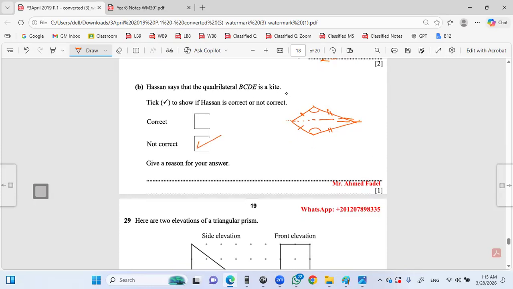So no, he's not correct. It is not a kite. Give a reason. You can write: a kite has two equal angles. This is enough. Or a kite has two pairs of equal sides. Or a kite has a line of symmetry. Whatever.